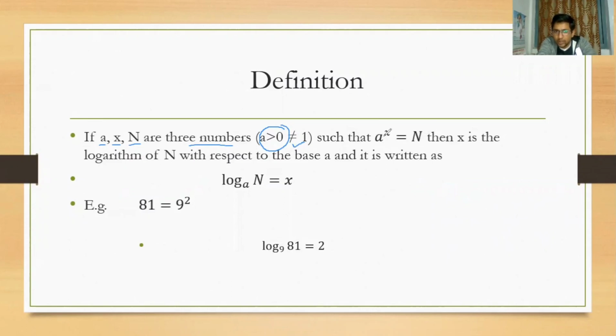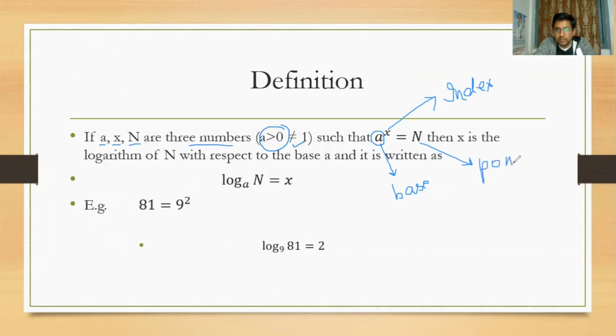What do I call this a? This a is my base. What about this x? This x is my index. And what about this n? This n is my power. The answer is known as power.